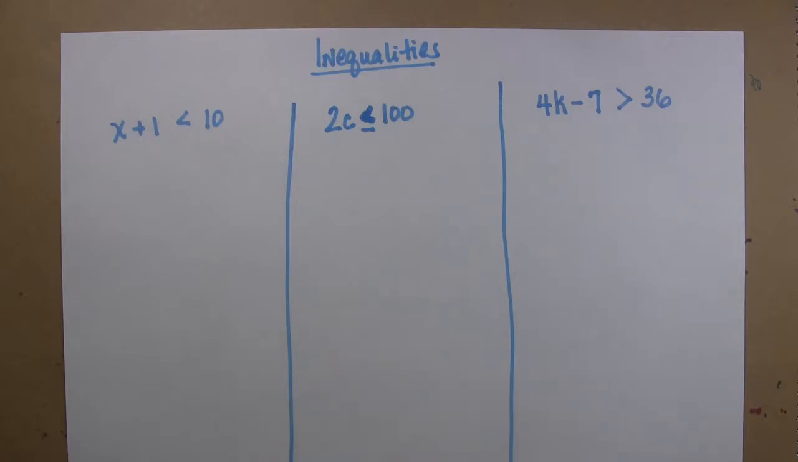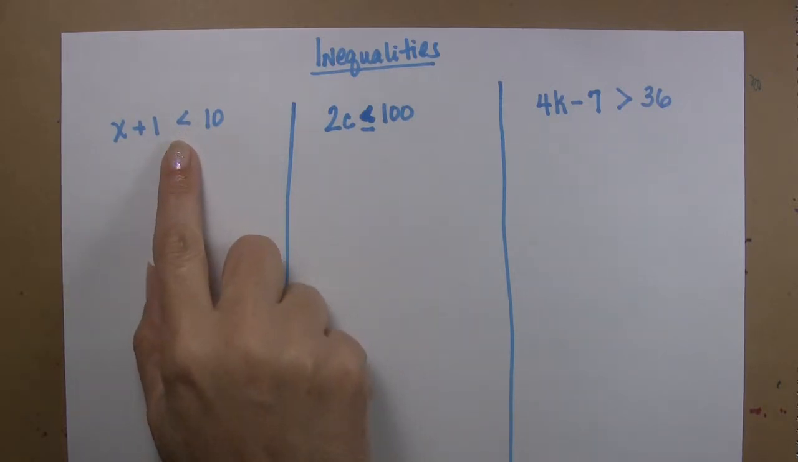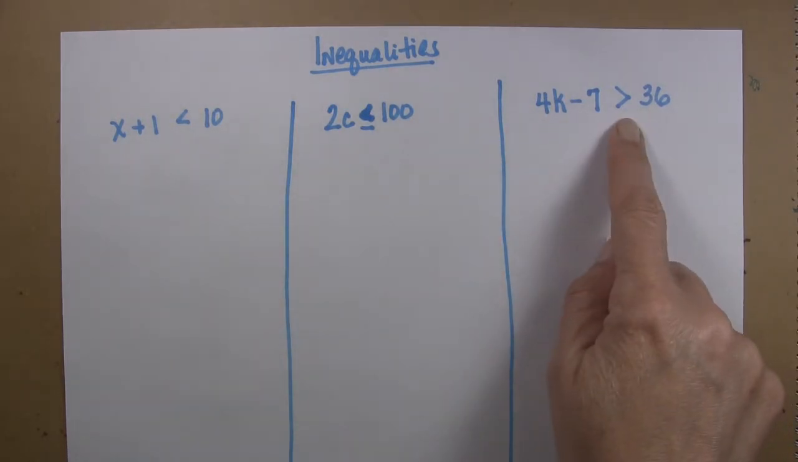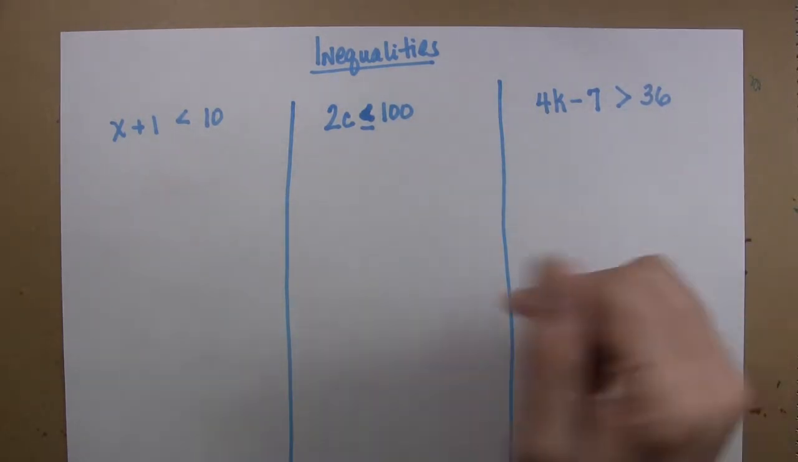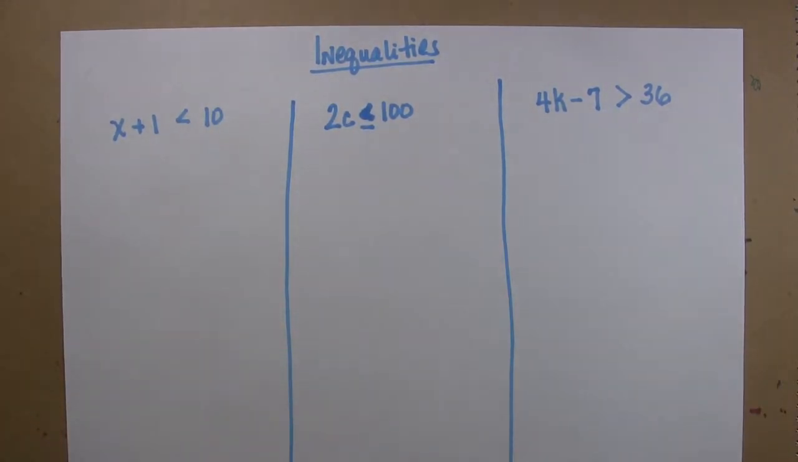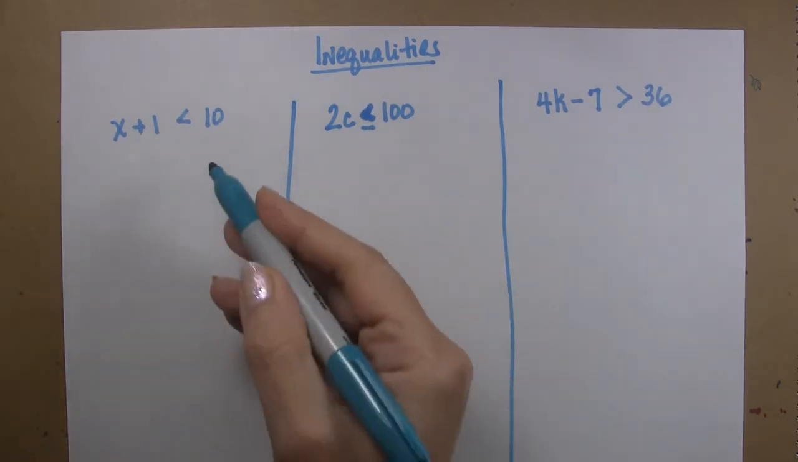So what is an inequality? Well, an inequality is anytime you have an equation and instead of an equal sign, you have a less than sign, a less than or equal to sign, a greater than sign, or a greater than or equal to sign. So these are called inequalities. And you go about solving them pretty much the same way you would as if it was an equal sign.